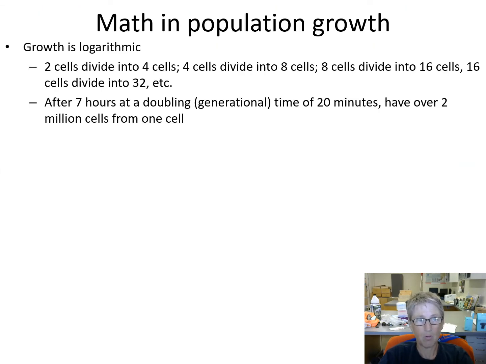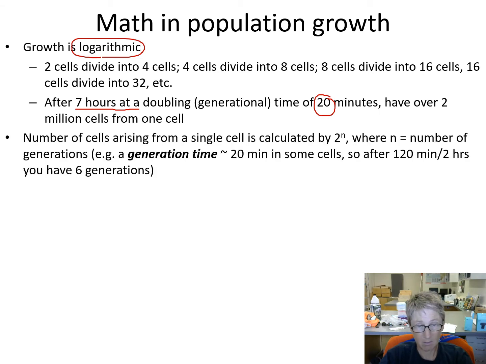Math and population growth. Growth of populations, microbial populations, is logarithmic. 2 cells divide into 4, 4 into 8, 8 into 16, 16 into 32, etc. So this means after, say, 7 hours of doubling, at a doubling or generational time of 20 minutes, you can have over 2 million cells from just one cell. So in 7 hours, you can go from 1 cell to 2 million cells.